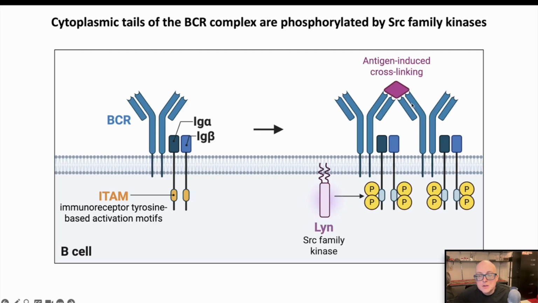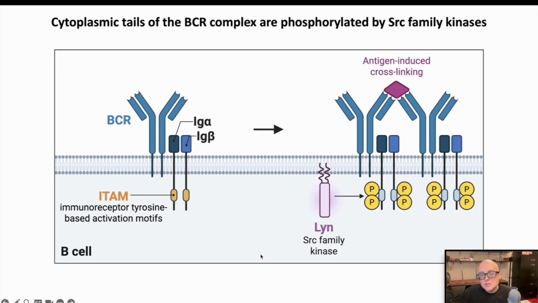And when two BCRs bind to the same antigen, that again is going to pull them closer together in physical space. And when they become physically opposed to each other, that's going to bring the ITAMs on their intracellular chains close together. And when these molecules congregate in the plasma membrane, that facilitates the activity of a particular Src family kinase, which is embedded in the plasma membrane, known as Lyn. Src family kinases are associated with the activation of a number of different types of receptors in the immune system, and probably most famously B cells here.